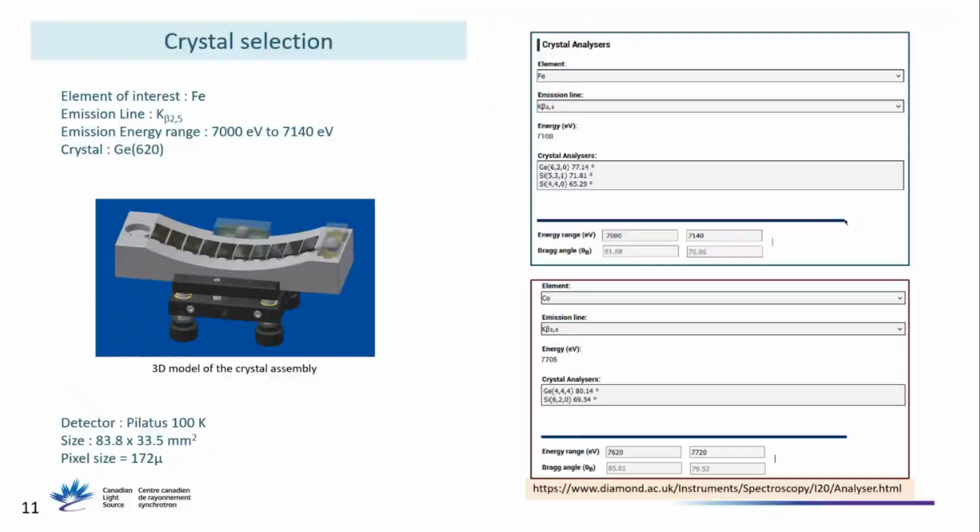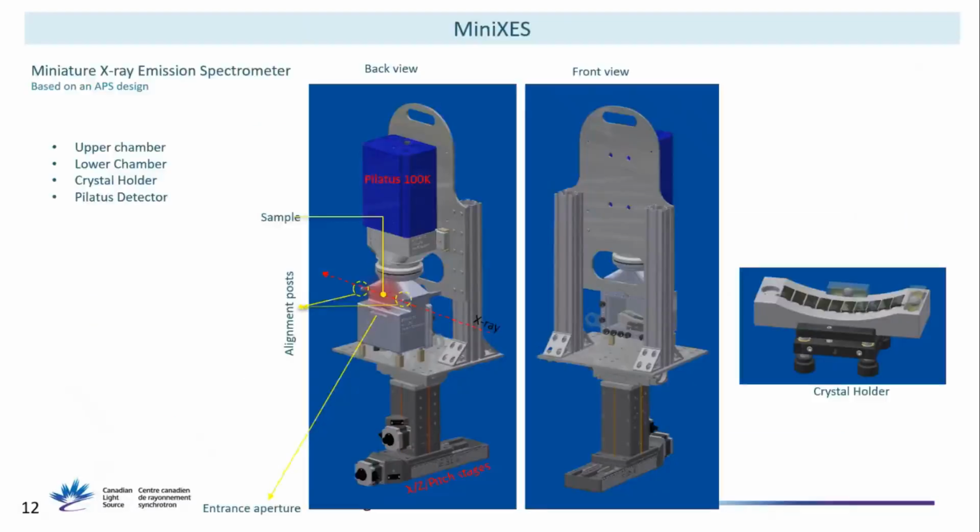The detector we are using is the Pilatus 100K, and its pixel size is about 172 microns. The size is about 83 by 33.5 millimeters. So this is the miniXES 3D model, with a back view and a front view. It consists of 4 different parts: the Pilatus detector, the lower chamber, the upper chamber, and motorized stages to move along the beam direction and perpendicular to it. There is also a pitch stage for fine-tuning the alignment.